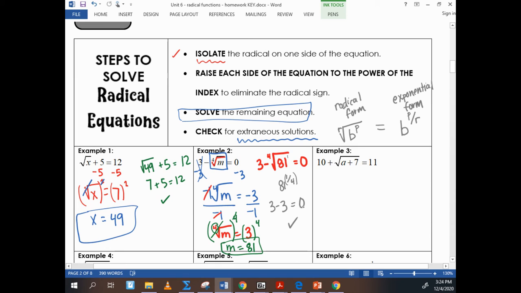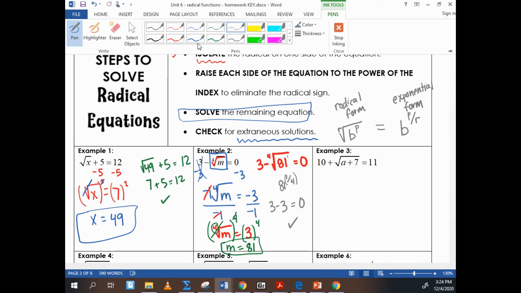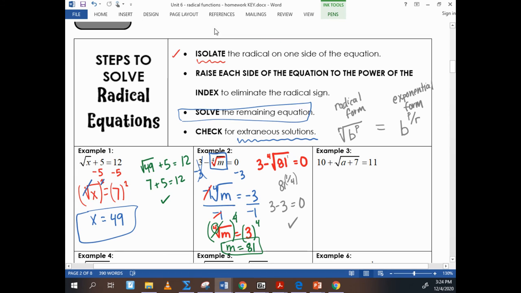All right, let's do one more example in this video, then we'll put some more in the next video. Again, to isolate the radical, this time I've got 2 terms under my radical. I just have to move that 10. It's just added to my radical, so I'm going to subtract 10 from both sides. So now I have the square root of a plus 7 is equal to 11 minus 10, or 1.